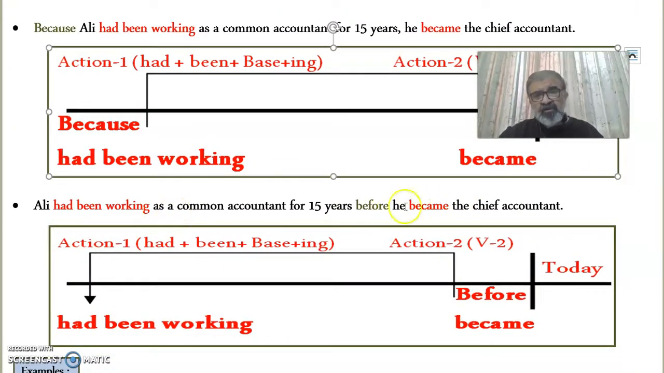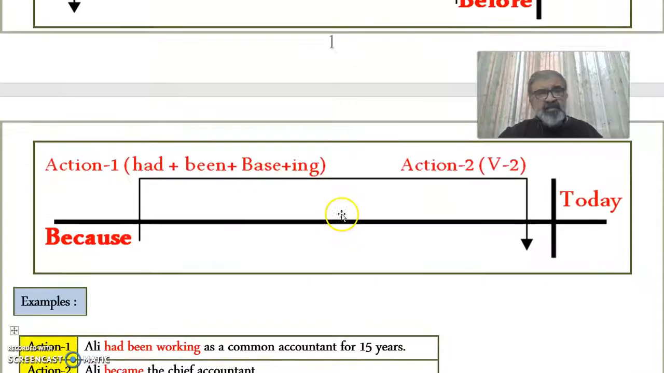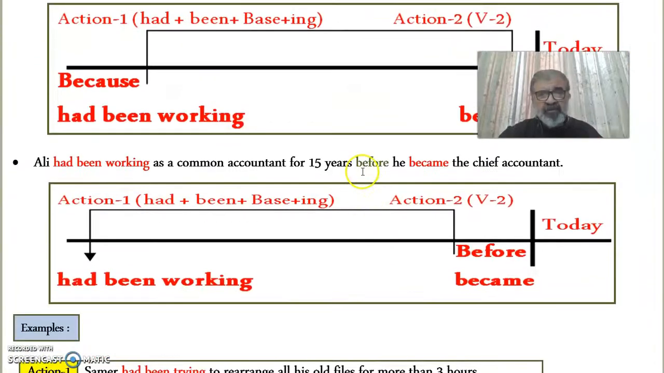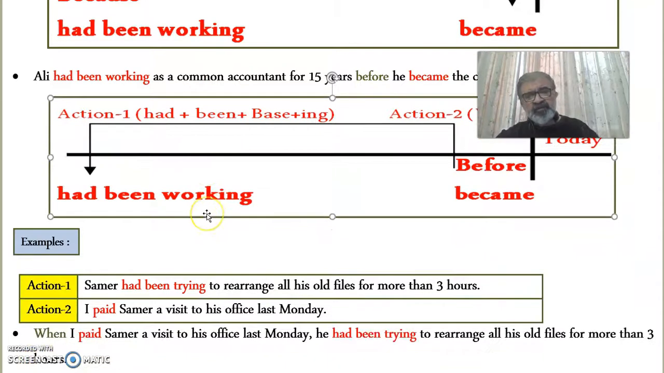Now, you could also use before, but in this case, let me remind you, before here is used in initial position, at the beginning of the sentence. It's followed by action 2 and then action 1. And if it is used in middle position, then action 1 comes first, and then action 2, because before is always followed by action 2. So Ali had been working as a common accountant for 15 years before he became the chief accountant. Again, as you can see, I'm using before at the beginning, action 2, and then action 1.